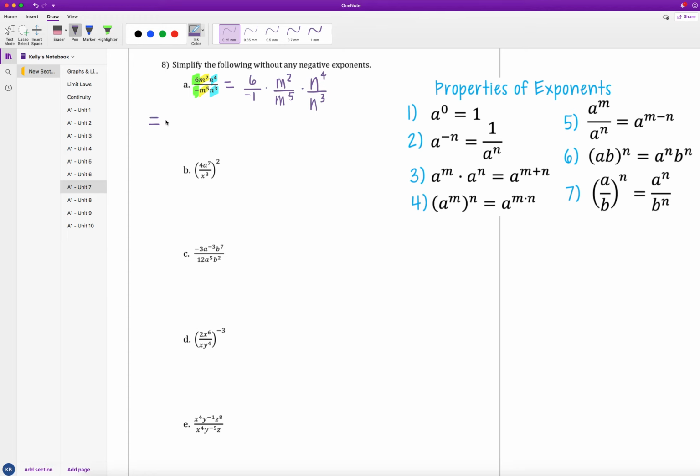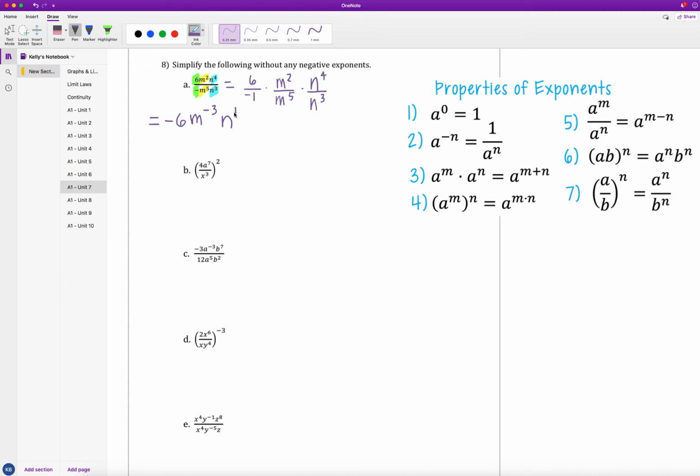So 6 over -1 will give me a -6. When I have an m to the second over an m to the fifth, that's using our rule number 5 over here where it says I subtract the exponents if I divide powers with the same base. So I'll end up with an m to the -3rd since I have 2 minus 5. And I can do the same thing with the n to the fourth over the n to the third. Because I have the same base, I will subtract the exponents. 4 minus 3 will give me an n to the first.